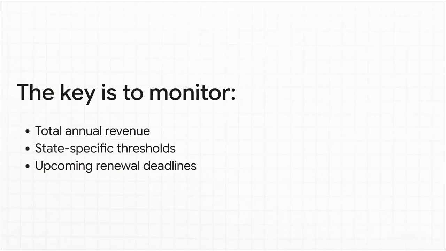So, what does being proactive actually look like? Well, it means actively monitoring your total annual revenue throughout the year. It means knowing the specific thresholds in every single state where you're registered. And it means keeping a close eye on your upcoming renewal deadlines. Doing this lets you anticipate the need for an audit, not just react to it.